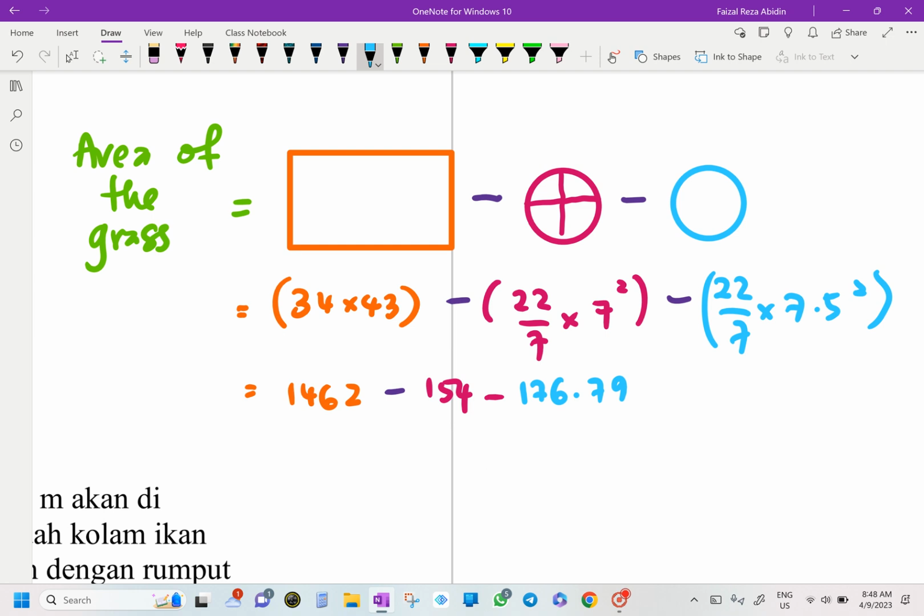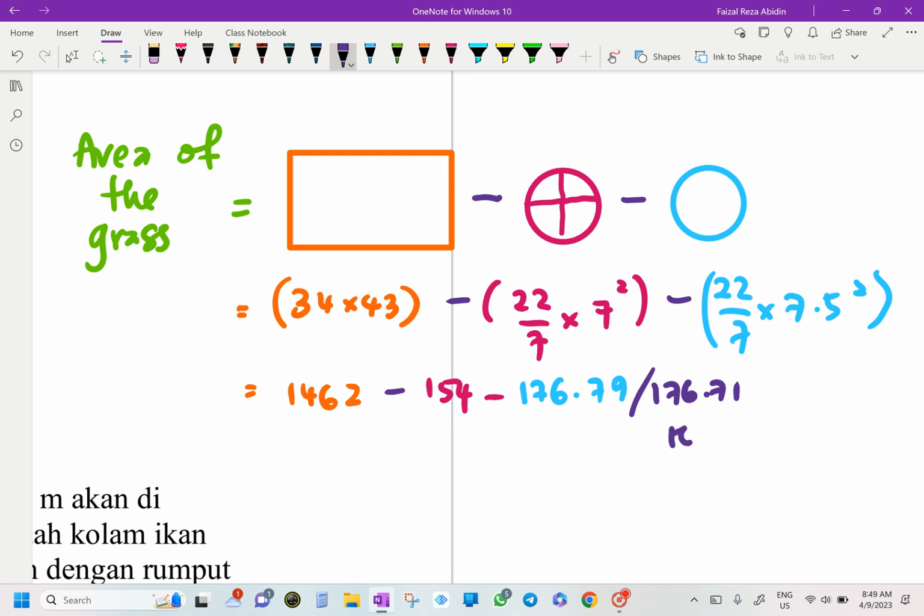Oh, you're using pi. Pi times 7.5 square gives 176.71. Okay, reasonable. If you're using pi, our friend said it's going to be 176.71, so there is a difference over here of 0.08. This one uses pi.